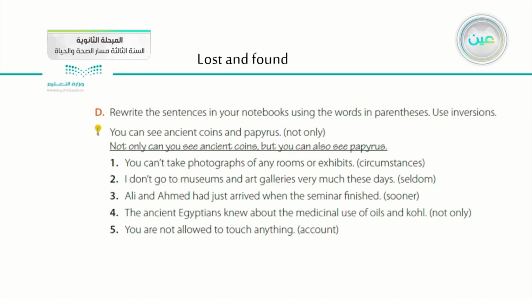On D, we have this exercise. We will rewrite sentences by using the words in parentheses. So we are going to use inversions. The first example is, you can see ancient coins and papyrus. So we will use the words not only. So it's not only can you see. So can here is an auxiliary. It has come before the word you, which is the subject. Not only can you see ancient coins, but you can also see papyrus.